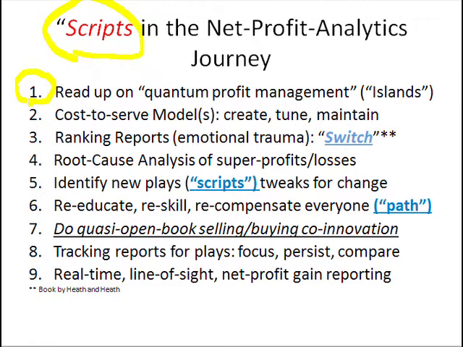Most businesses have big cross subsidies underneath the financial averages on profitability of customers and items or services. But to figure out who are your blatantly profitable or unprofitable customers or items, you have to do some cost to serve modeling, and you have to create it and tune it and maintain it. Then that allows you to do ranking reports.